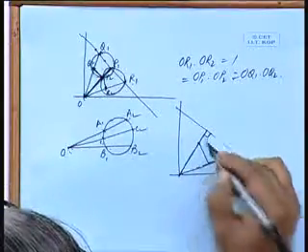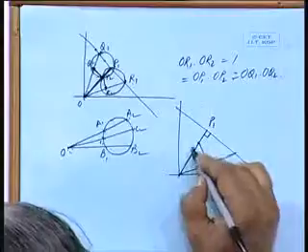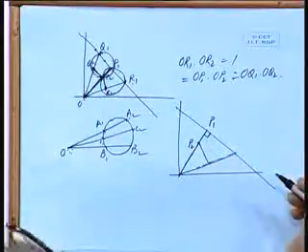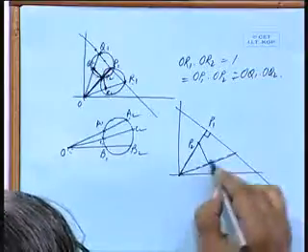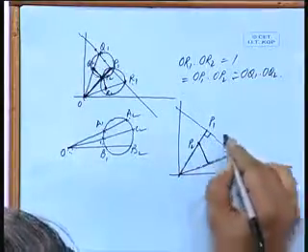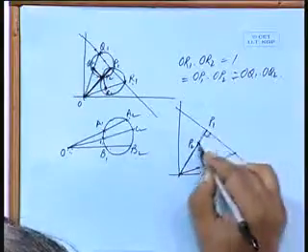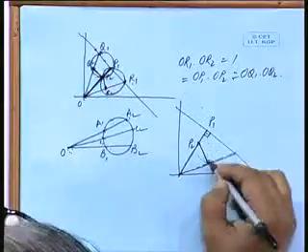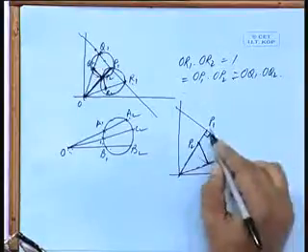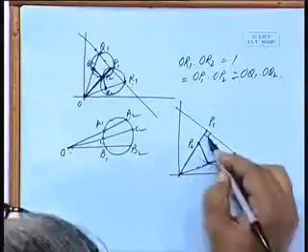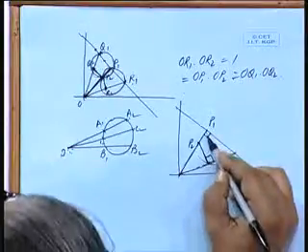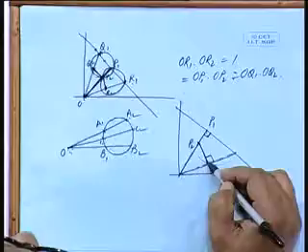This is 90 degree. OP1 is perpendicular. All right. These four points are lying on a circle. So, opposite angles of a quadrangle inside the circle will sum up to 180 degrees. So, if this is 90 degrees, this will also be 90 degrees.